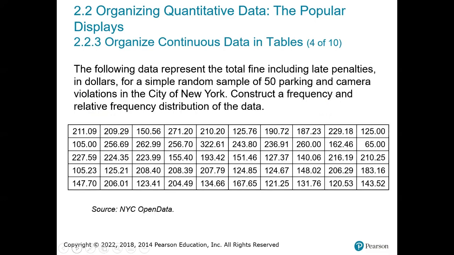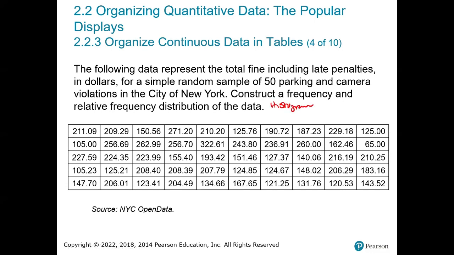The following data represents the total fine, including late penalties in dollars, for a simple random sample of 50 parking and camera violations in the city of New York. Construct a frequency and relative frequency distribution of the data. Okay, so first off, I look at this and I see number data. I see decimals involved, and I see a large range of values. That is a dead giveaway to say, okay, I need a histogram.